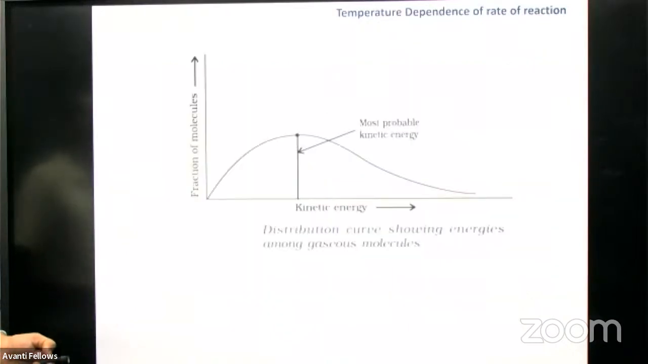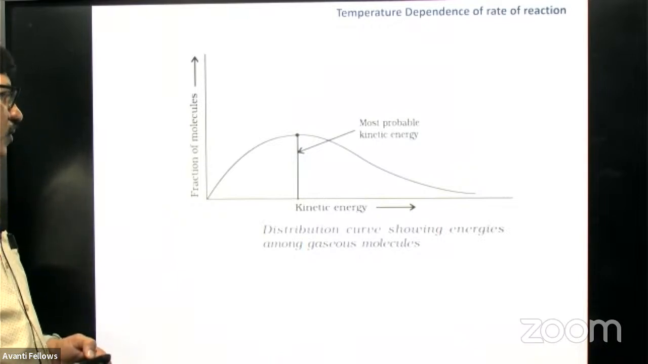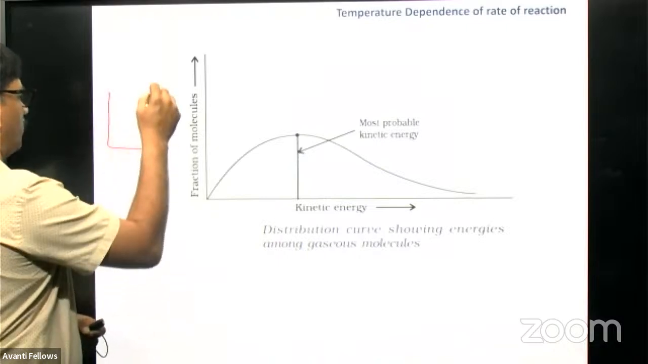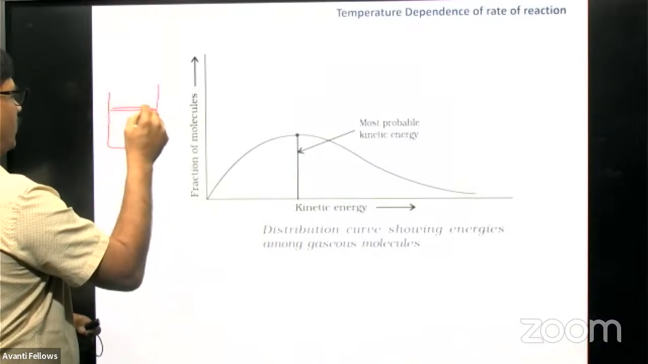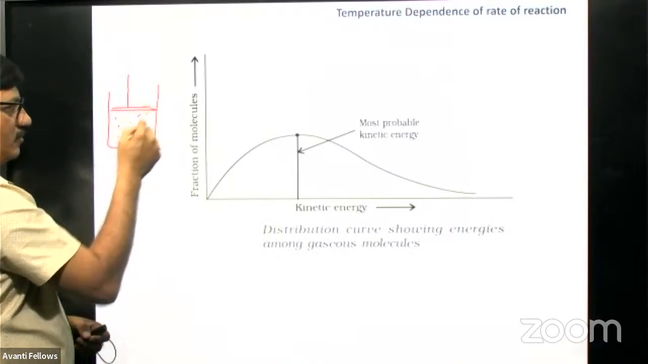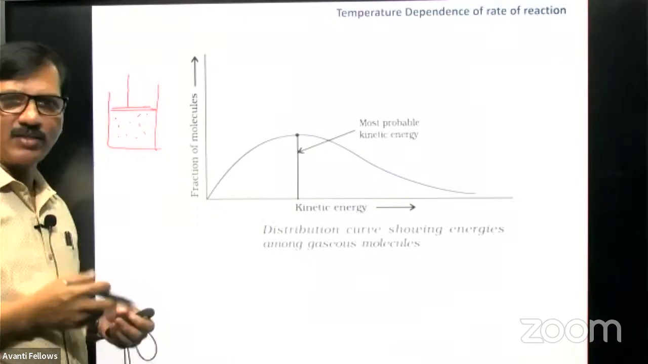Okay. Now let us see from the energy coordinate point of view. Suppose you have taken some molecules for the reaction in a closed vessel. There are some molecules which are reacting molecules, right? So there may be two different kinds of molecules or so.